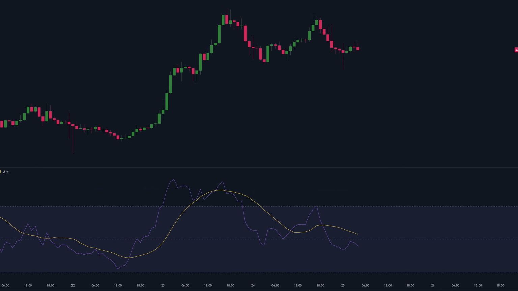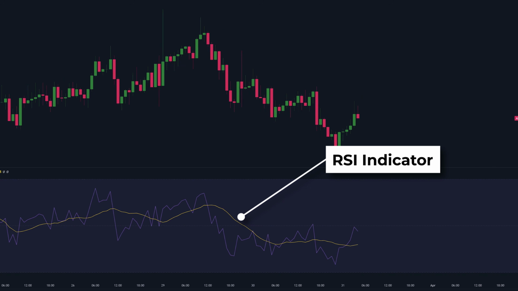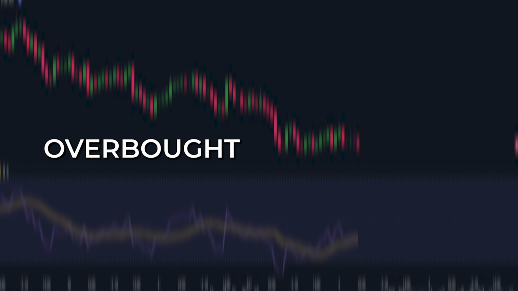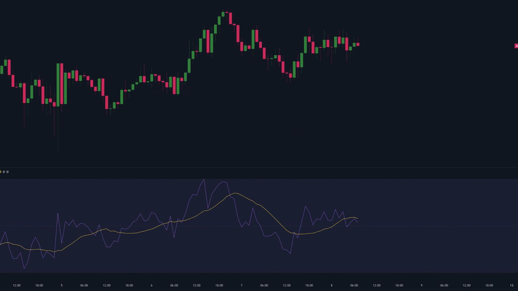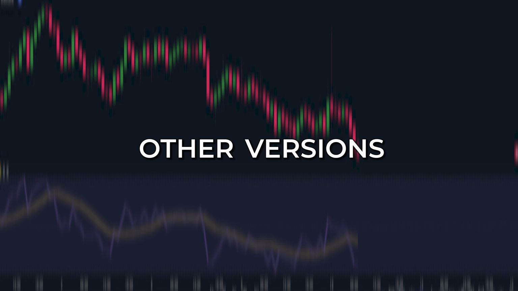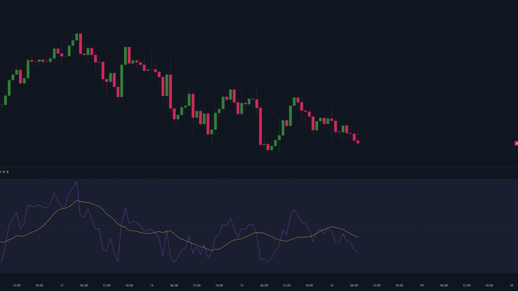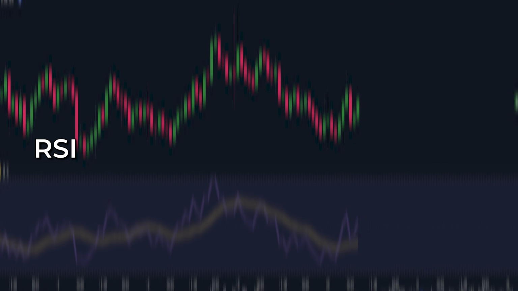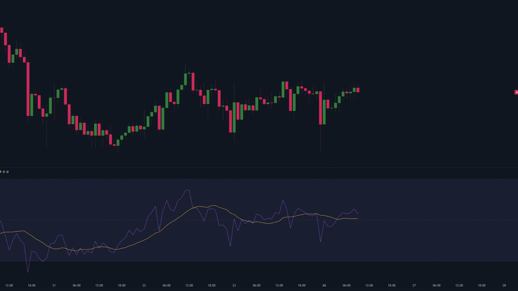At this point in time, you probably already know that the RSI indicator is that tool that you use when you want to spot overbought and oversold conditions in the market. But what you probably didn't know is that there are other versions of the RSI indicator that are far better than the traditional RSI. In this video, I'm going to show you one of those RSI alternative indicators as well as a trading strategy that you can use using that tool.